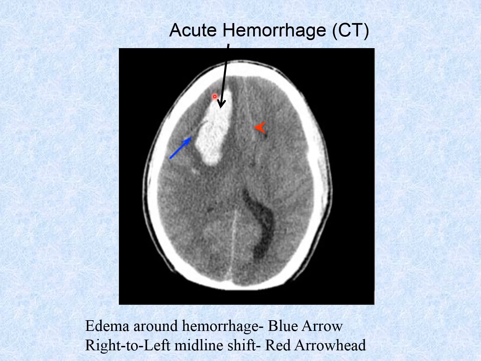We see an example here of an acute hemorrhage. These are going to be CT scans. An acute hemorrhage with surrounding edema, as well as enough of a mass effect so that this has pushed over the midline. We see here a midline shift indicated by this arrow.